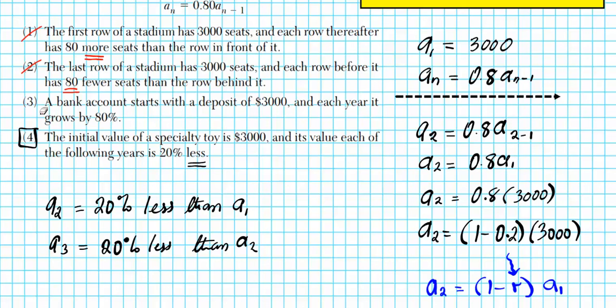Option 3, a bank account starts with a deposit of 3,000 and each year it grows by 80%. See this right here? That's absolutely wrong. It's the wrong direction and the rate is also wrong. What's happening here is a decay of 20%, or 20% less than the initial. So that is why option number 3 is incorrect, okay?